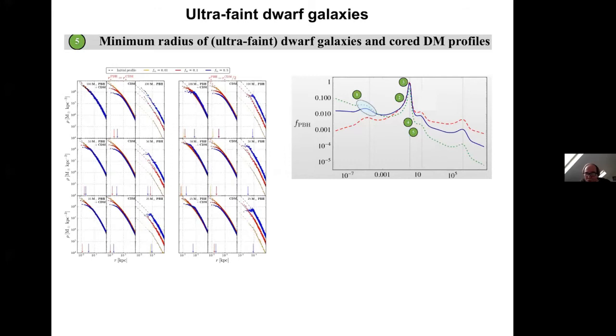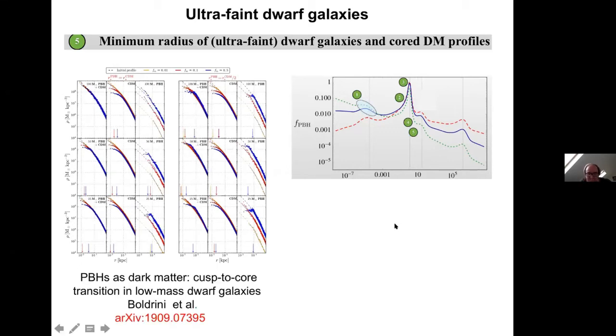Then the ultra-faint dwarfs. The idea is that if you've got black holes in halos, they'll disrupt the clusters. These ultra-faint dwarf galaxies will be disrupted, so there should be a noticeable absence of them. And there is, in fact, apparently evidence for this. And this is bump 5. This is some simulations by Baldrini et al.